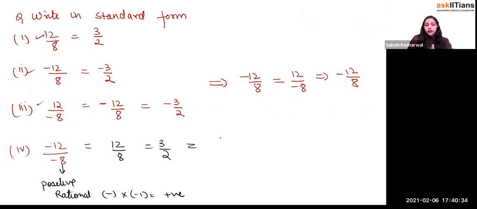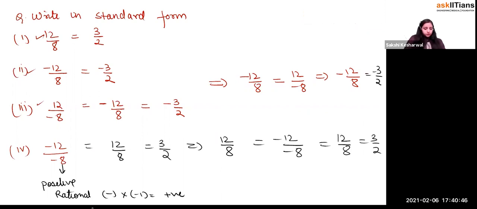So can I say that 12 upon 8 equals minus 12 upon minus 8, which equals 12 upon 8, which equals 3 by 2, or this equals minus 3 by 2? Yes or no? This thing is clear. Later on, not now, you will be learning that negative into negative is positive, right?